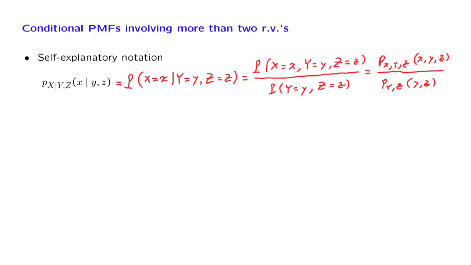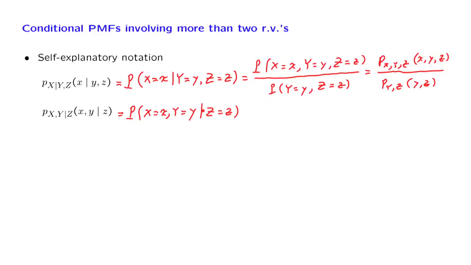As another example, we could have an expression like this, which again stands for the probability that these two random variables take on specific values, conditional on this random variable taking on another value.